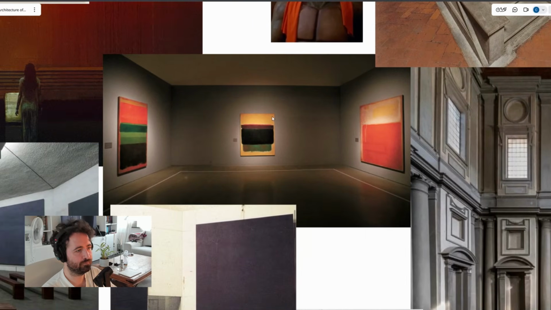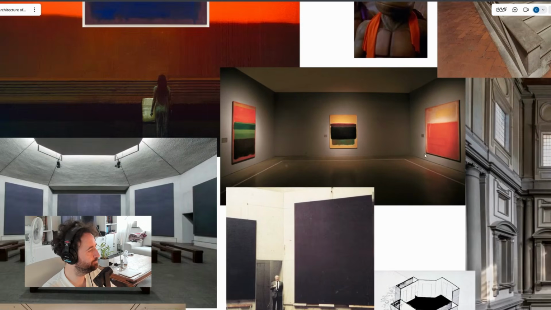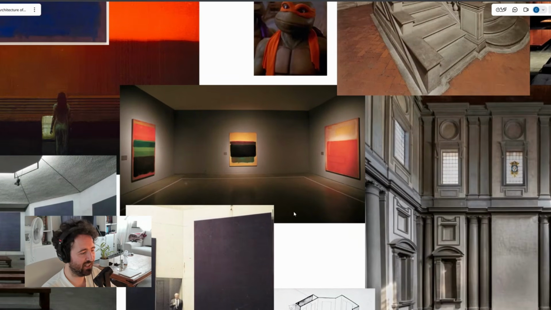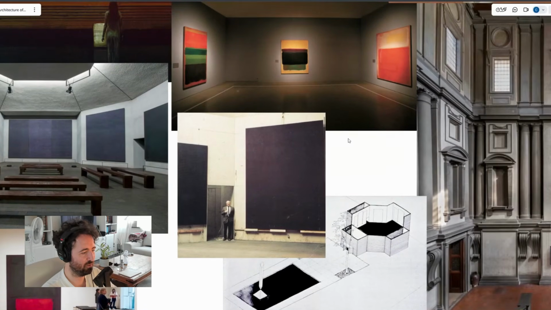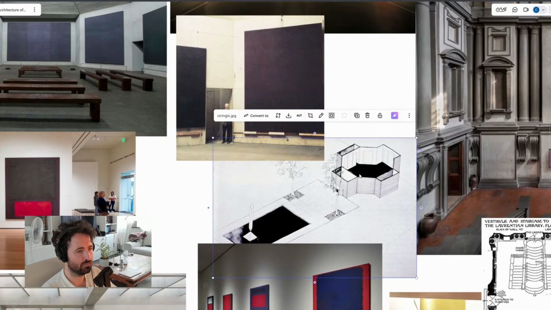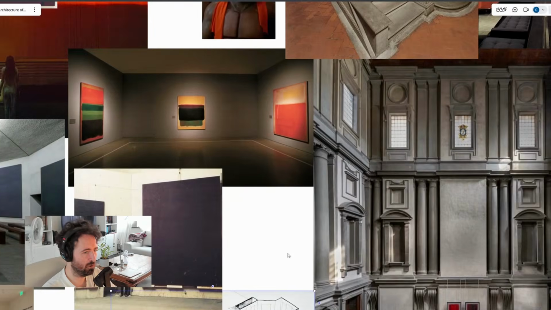Speaking of curation, let's talk about the Seagram Murals. Yeah, I just don't like this project. Just don't like it. Let's talk about the Seagram Murals.